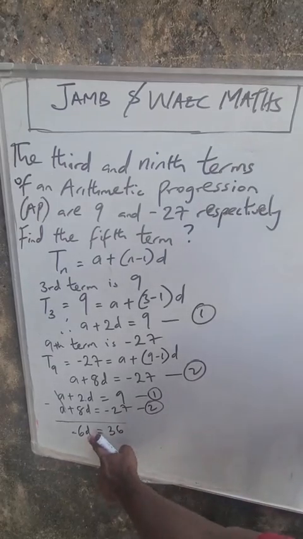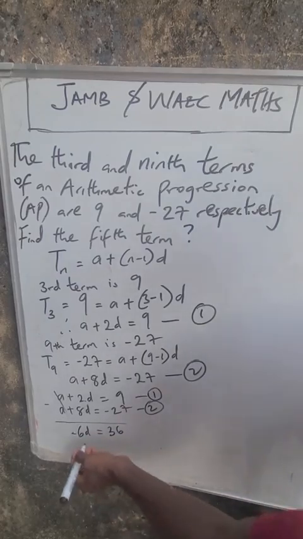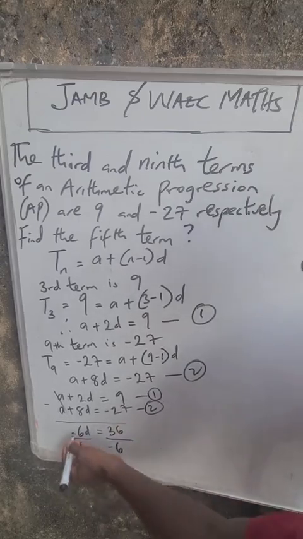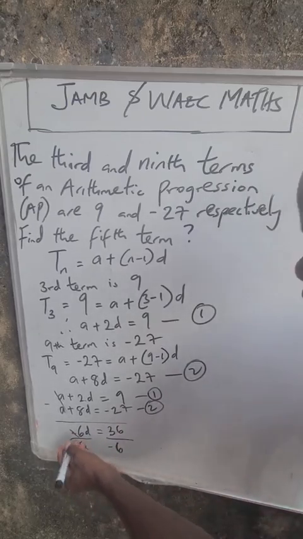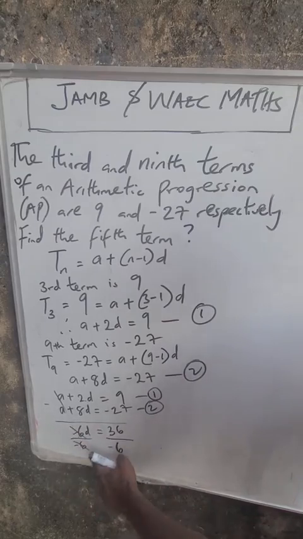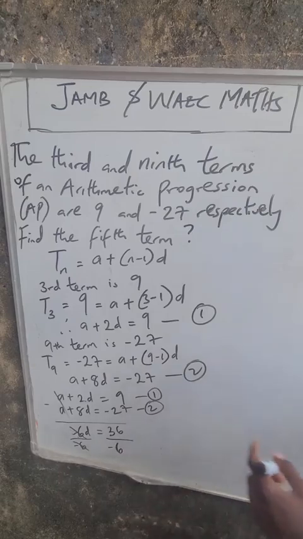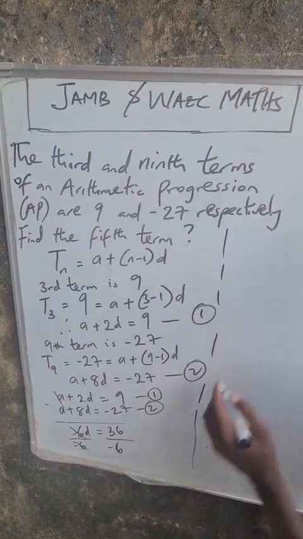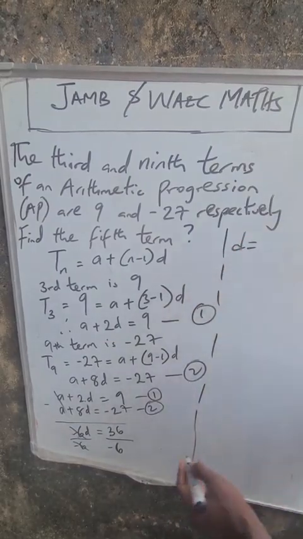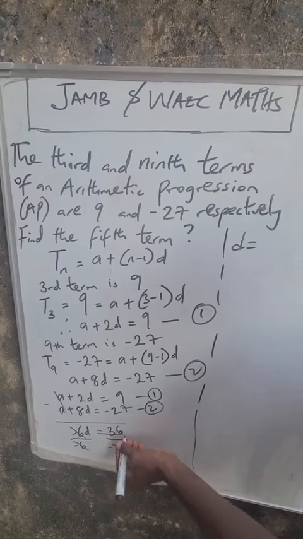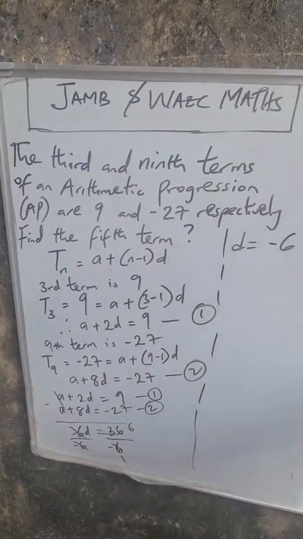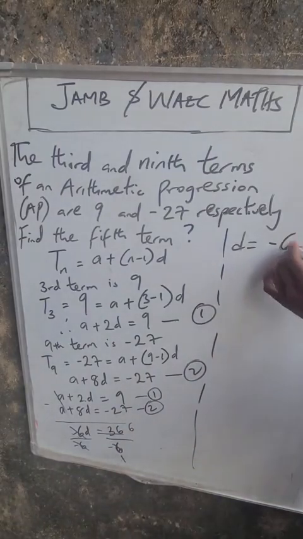So we're looking for d, which is the common difference. So you divide here by minus 6, and you do the same thing here, divide by minus 6. So minus 6 cancels minus 6. You're left with d. So d is equal to 36 divided by minus 6, which is minus 6. So our d is equal to minus 6.